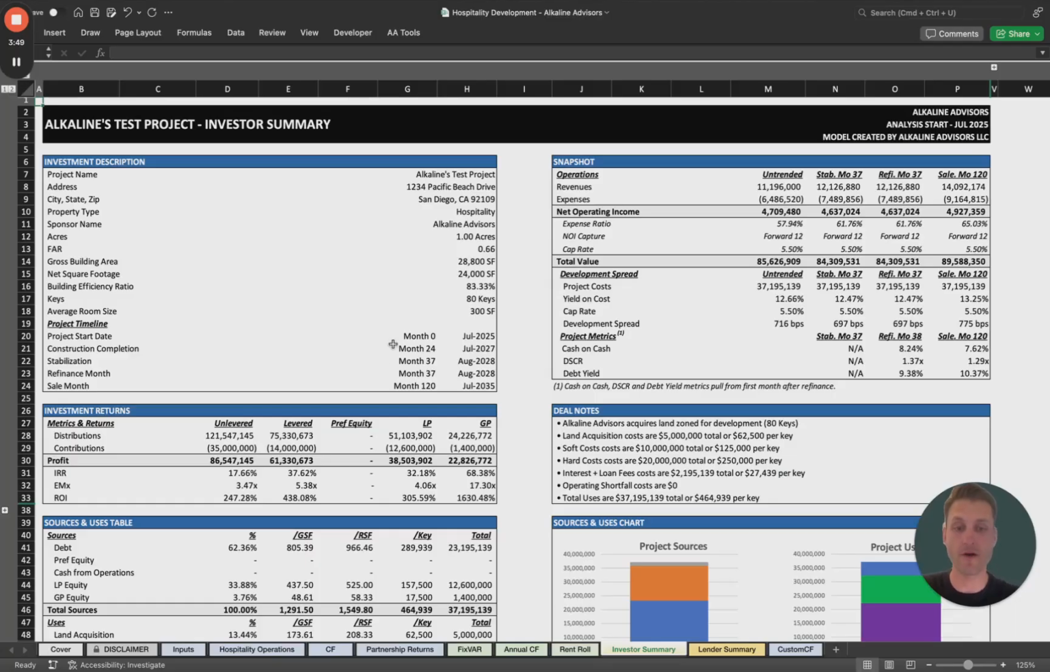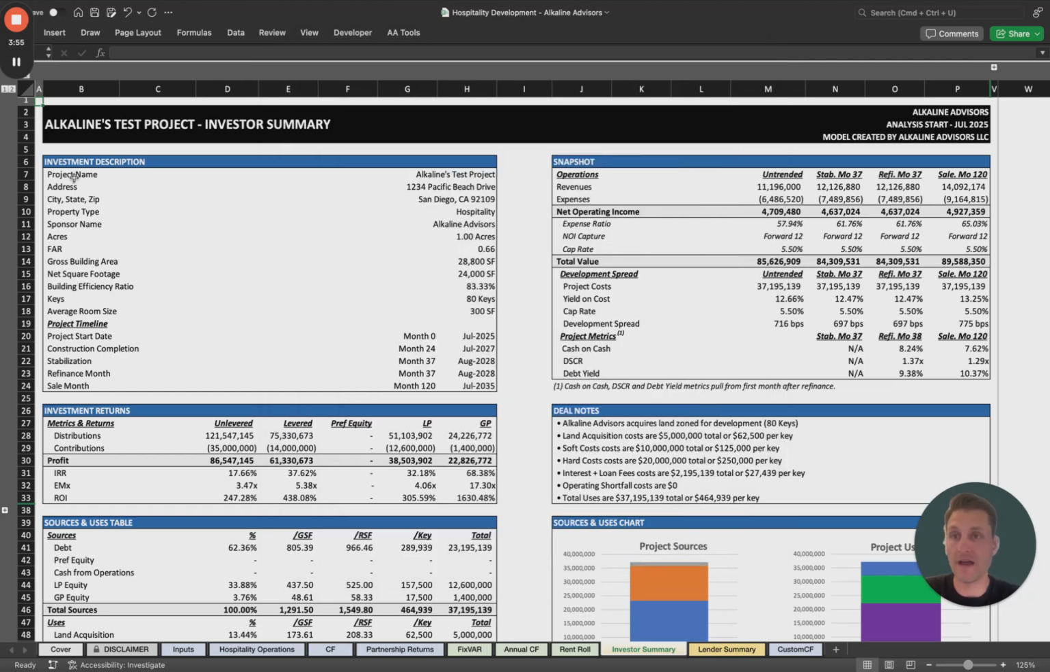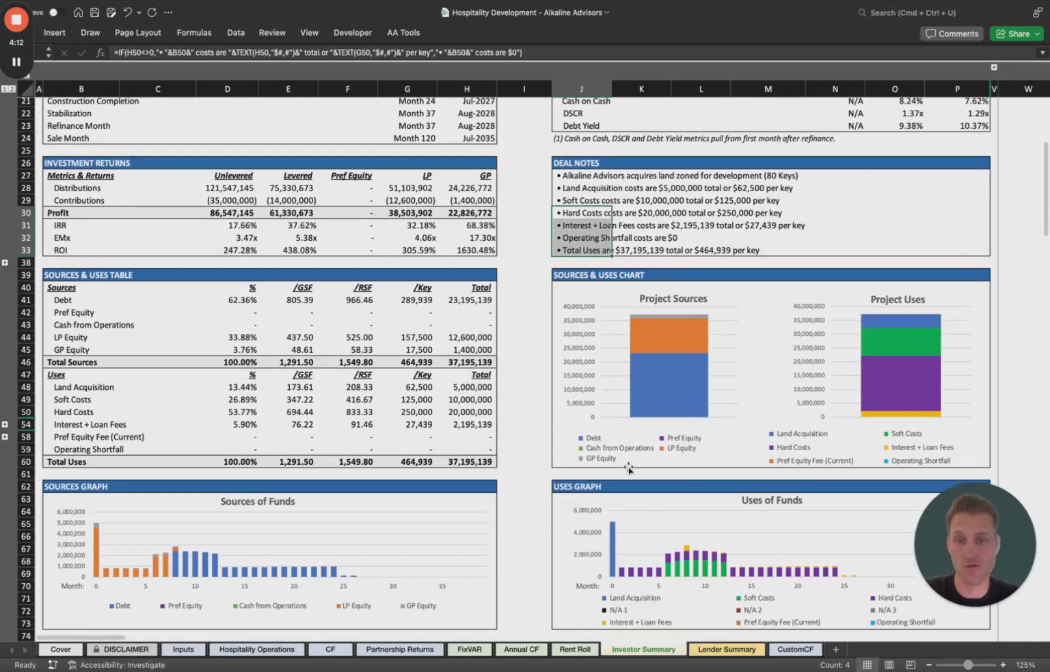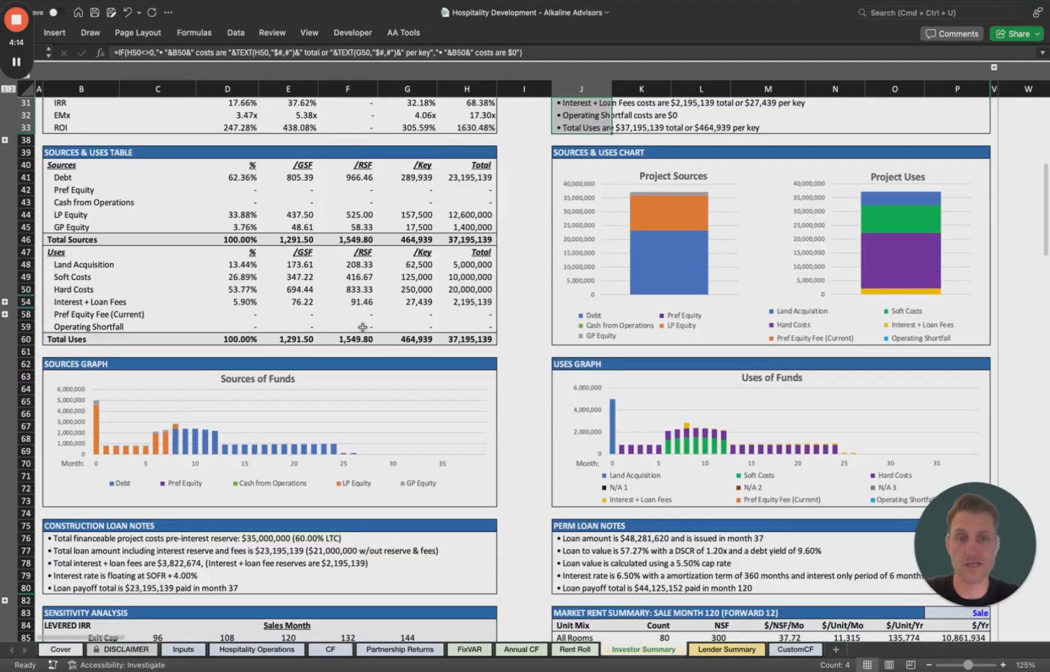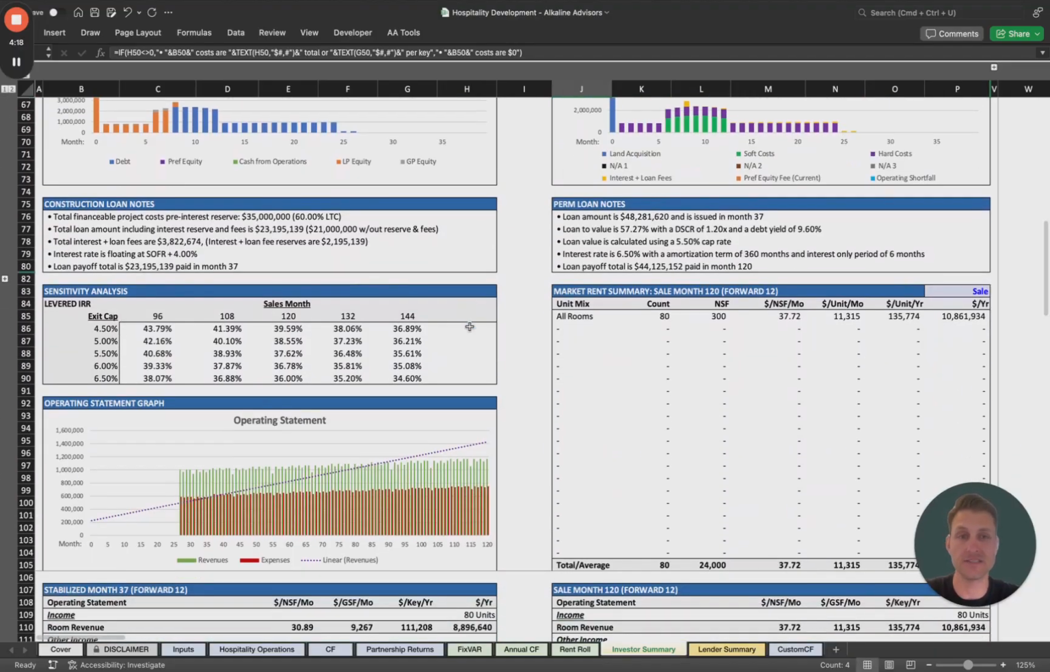So to start, we have our investor summary. This is a 3-page printout. You can print it and send it to whomever. You've got investment description. You have a snapshot at different times. So this is untrended versus stabilized versus refi versus sale. Everything here is going to auto-populate. Everything from the numbers to the text to the words, everything, the charts and the graphs even. So sources and uses, everything's laid out really nicely, and it gives a nice, easy, digestible snapshot.